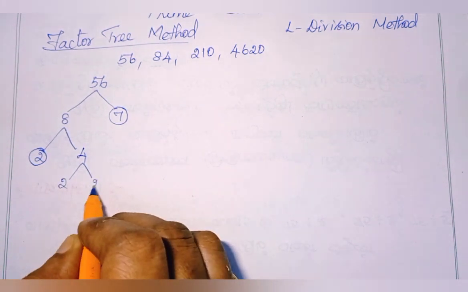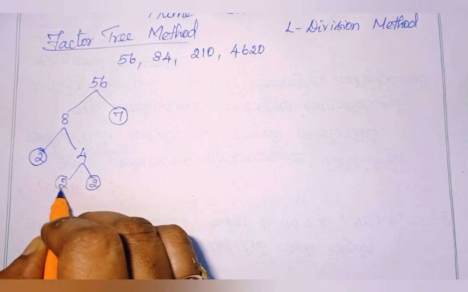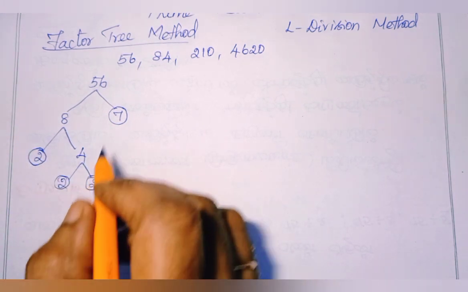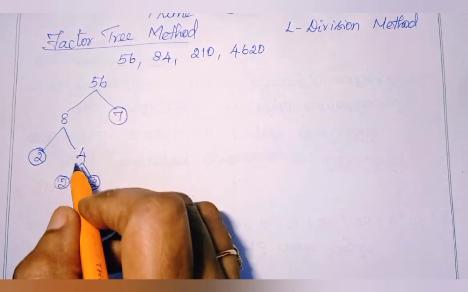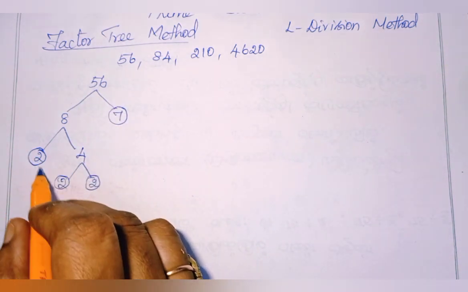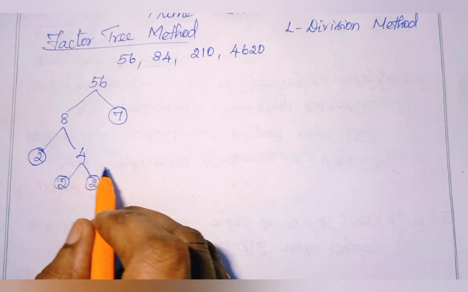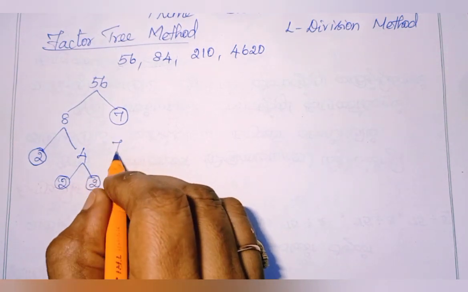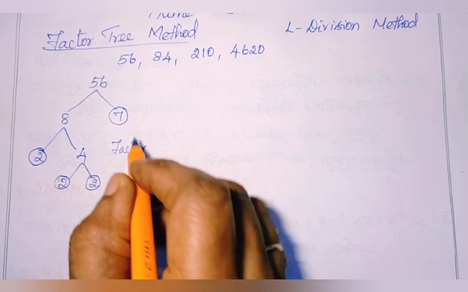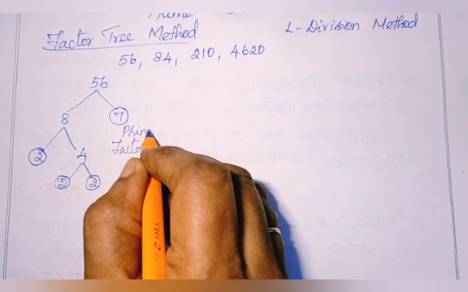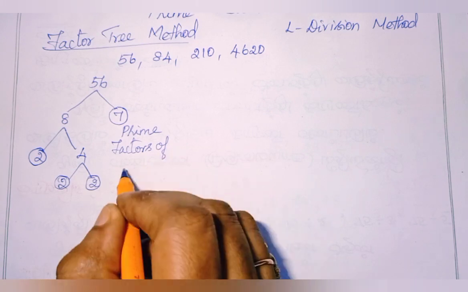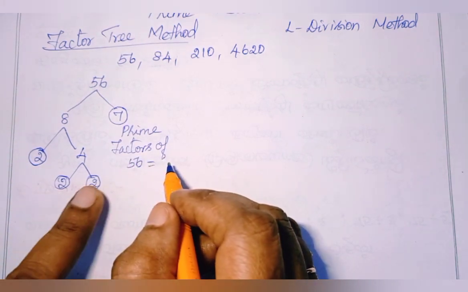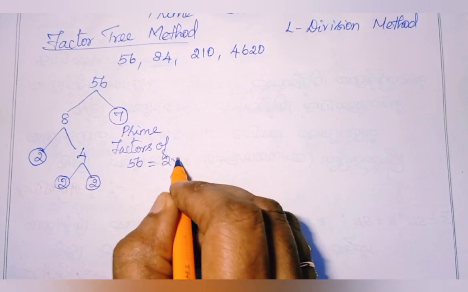So as we know 2 2s are 4, these 2 and 2 are prime numbers, so we are circling these 2s also. Now we have found all the prime factors of 56. Since we got all prime numbers, no composite number is left to find its factors. So the prime factors of 56 are 2 times 2 times 2 times 7.